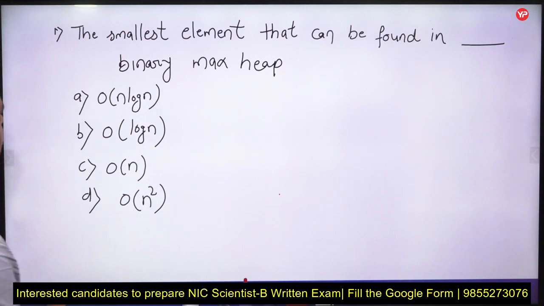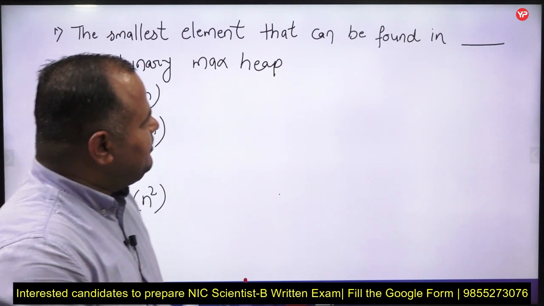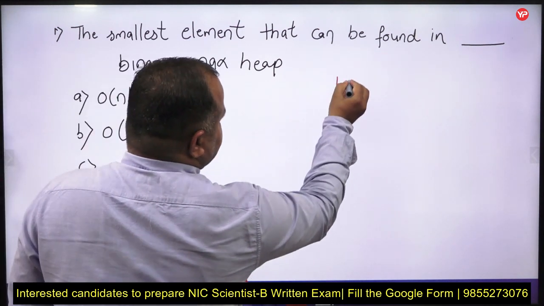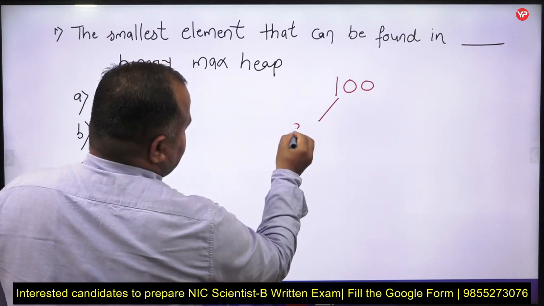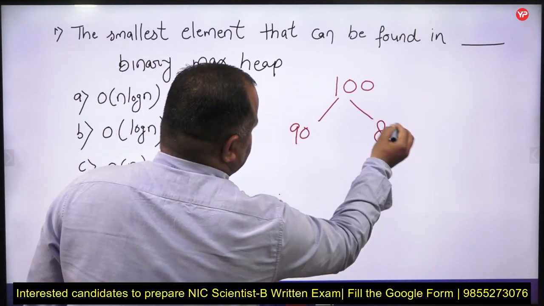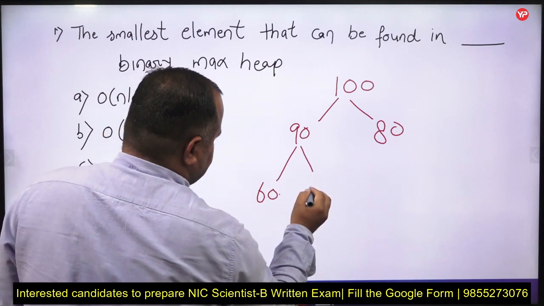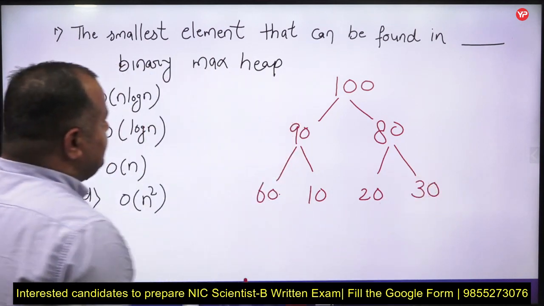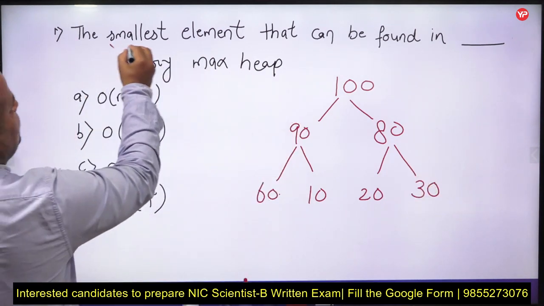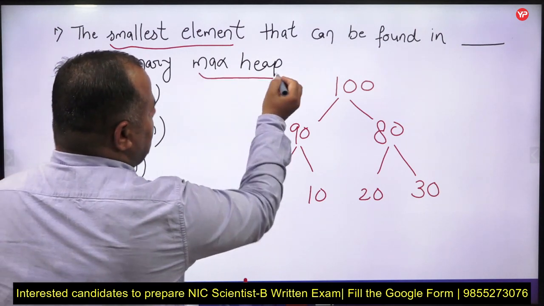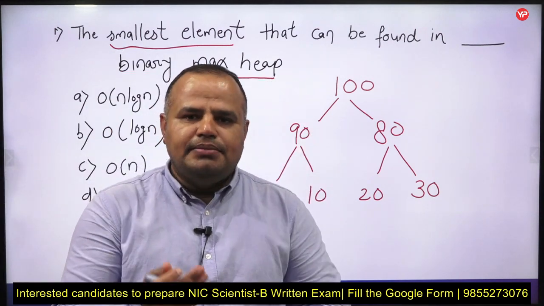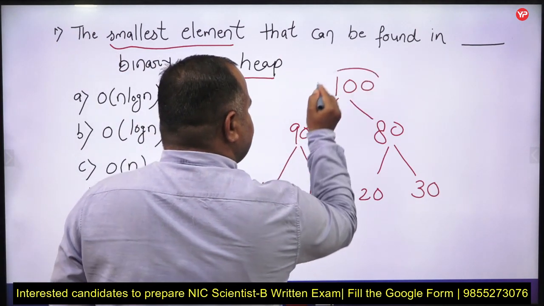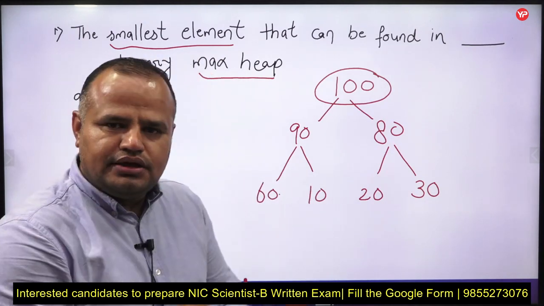If we talk about the first problem: the smallest element that can be found in a binary max heap. Suppose we have a max heap that is 100, 90, 80, 60, 10, 20 and 30. Now what is the problem statement? I have to find the smallest element in the max heap. How much time will it take? If in a binary max heap I want to find the maximum element, we know that the maximum element is always present at the root node.